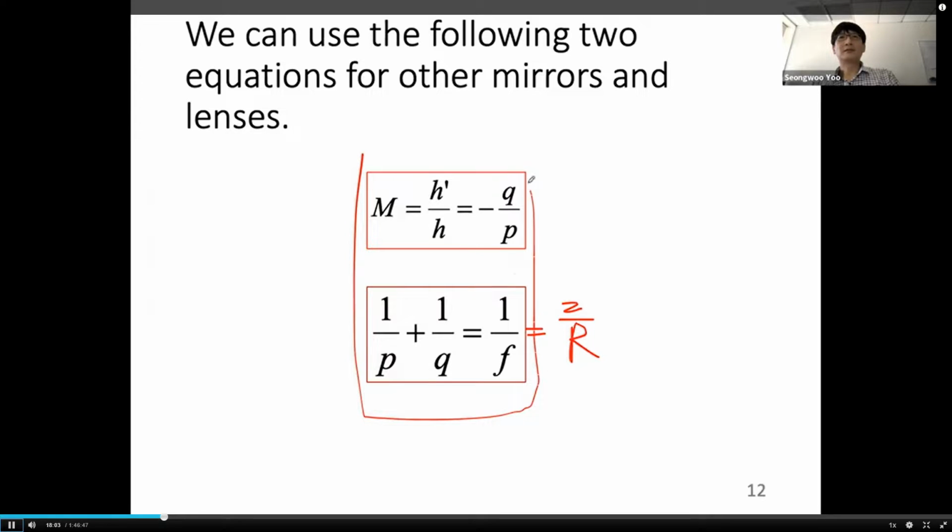So let me repeat this again. Those two equations are applied for the other image formations. So please get yourself familiarized with those two equations.